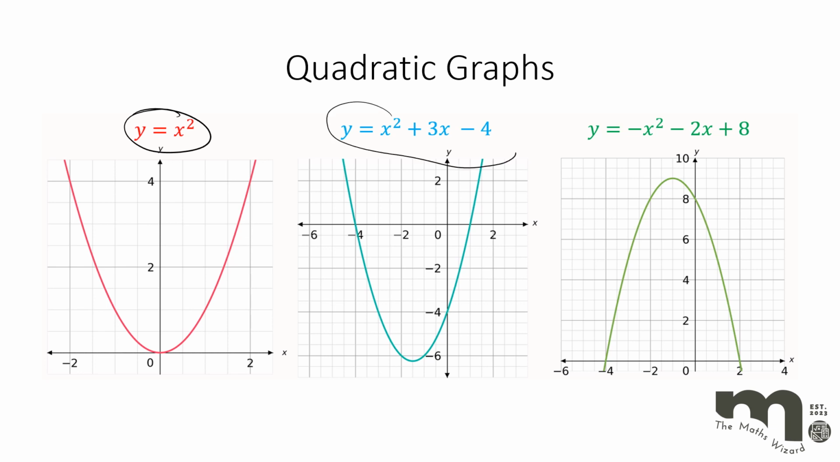Same with the second one as well, but obviously when we do our substitution there's a bit more to do on that one. And then the last one, when it's a minus x squared, it will take this sort of N shape just there. Okay, let's have a look at some questions then.